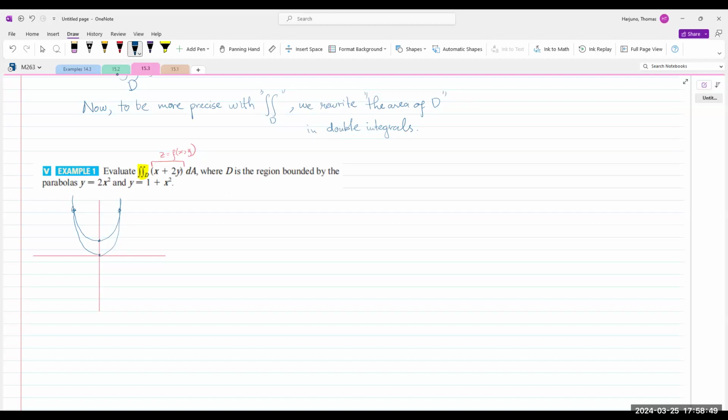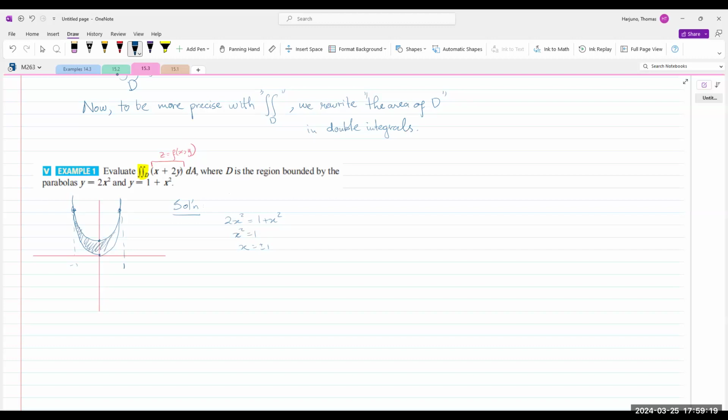Eventually they will intersect. The problem is, where do they intersect? How do we find that? We set them equal to each other. So 2x squared equals 1 plus x squared. So x squared equals 1, so x equals plus or minus 1. So we know this is -1 and this is +1.